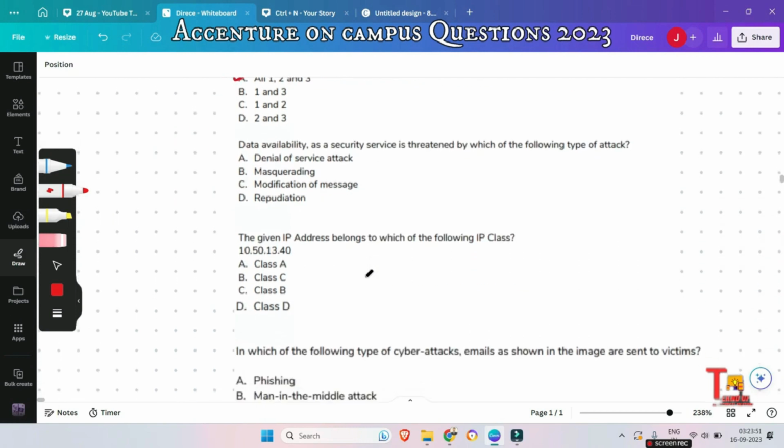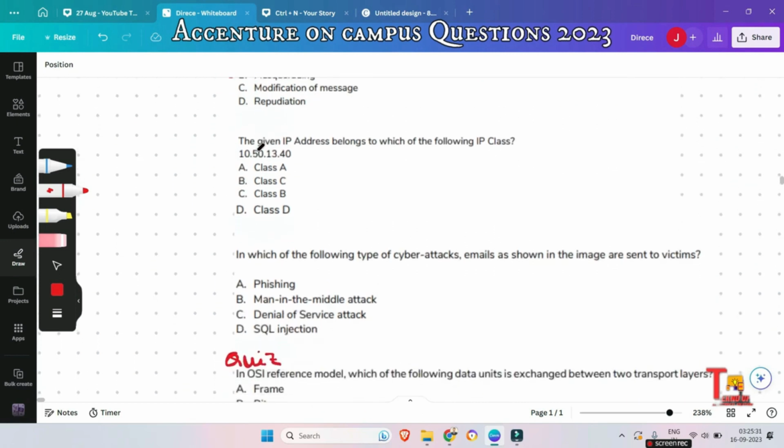Okay, the next question is, data availability as a security service is threatened by which of the following types of attack? Please give me the answer in the comment section before I answer, right? Okay, let me answer that. The first option will be the correct answer, denial of service, DoS attack, right? Actually, the most common attack that impacts availability is denial of service, right?